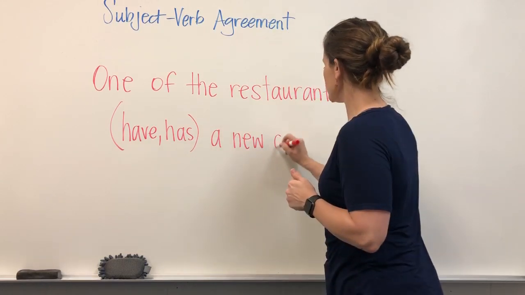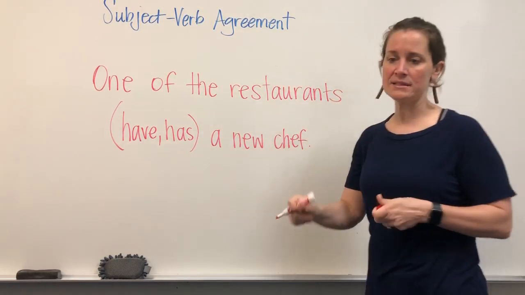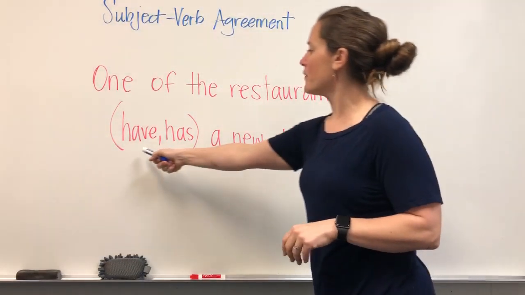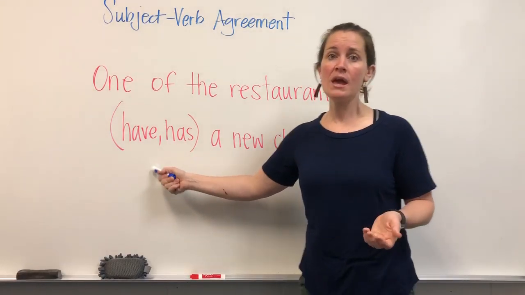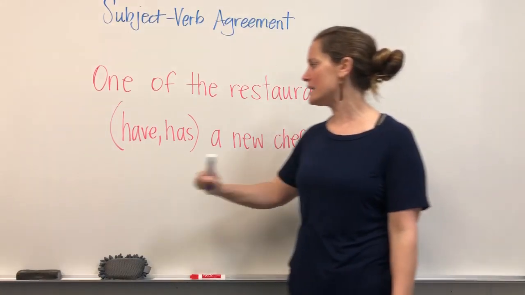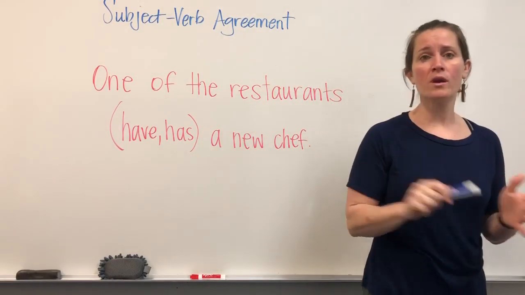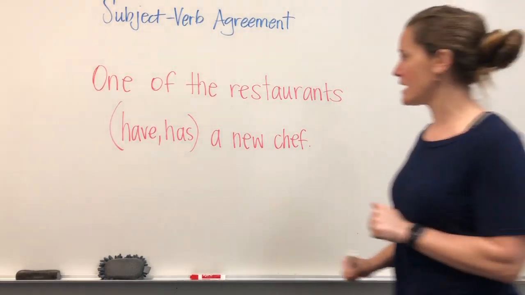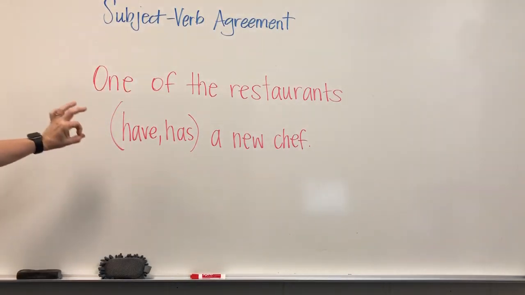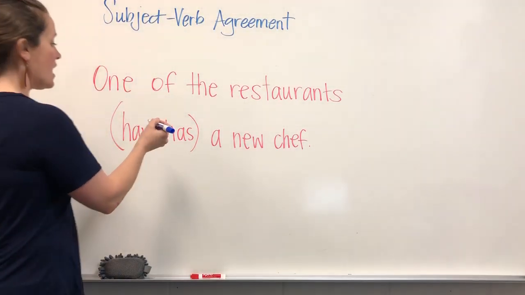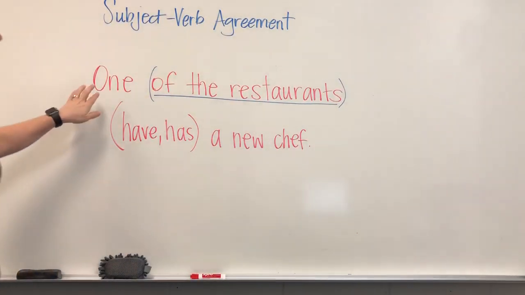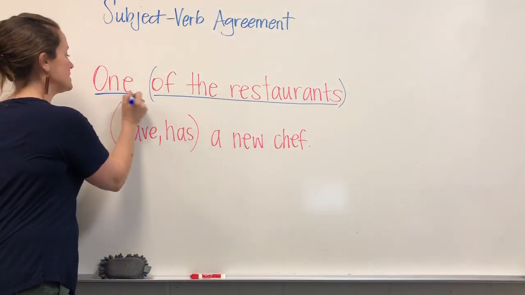So if I had something like this, one of the restaurants have or has a new chef. Let's look at this. Because if I look at my verb and I say, okay, here's my verb, my subject must be right in front of it, restaurants. And restaurants is plural, so I need to use the plural form of the verb. In this case, this is not right because one of the restaurants have or has a new chef. Of the restaurants is a prepositional phrase. It's talking about one. One is our subject.